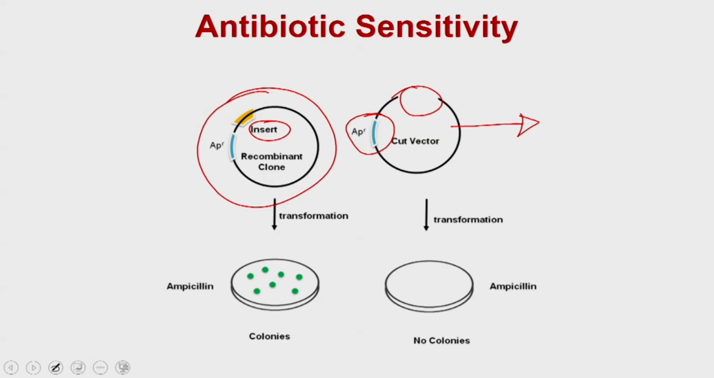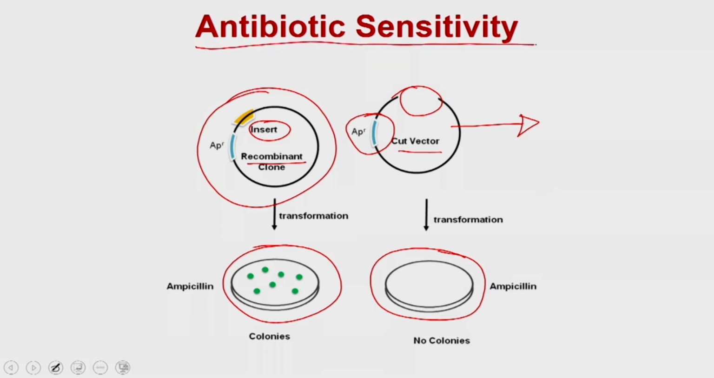So when you do the transformation of the cut vector as well as the recombinant clone, the recombinant clone will give you colonies on the ampicillin-containing media, whereas the cut vector is going to give you no colonies, and that is how you can use antibiotic sensitivity as a criterion to select the recombinant clones.